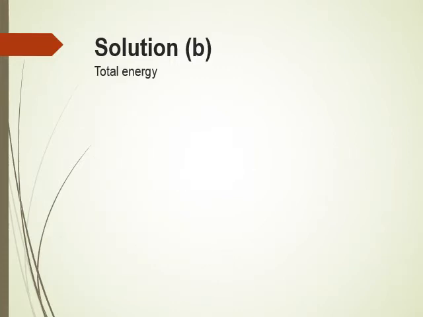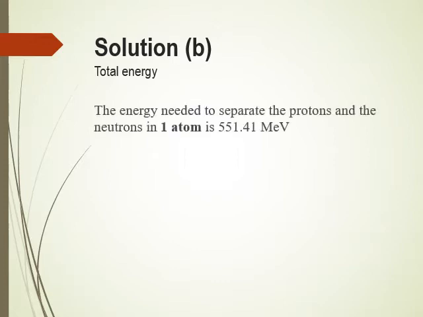In previous questions, we calculated the energy needed to separate the protons and neutrons in one atom, which is equal to 551.41 MeV. In this question, it is asking for the total energy needed to separate all of the protons and the neutrons in one copper coin. Which means to solve this question, we need to find out how many atoms there are in a copper coin.